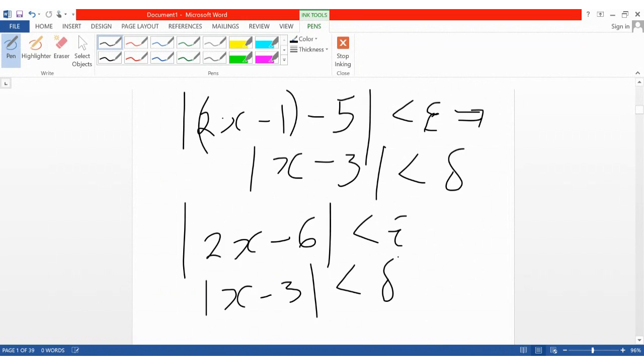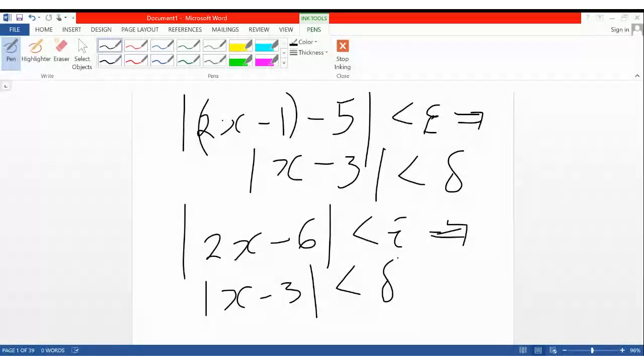Now if we check these two, are they similar? Are they the same, 2x minus 6 and x minus 3? Because we want to show a relationship. Are they similar? I'm asking a question, Brian and Kimani. Are they similar, 2x minus 6 and x minus 3? Are they similar?